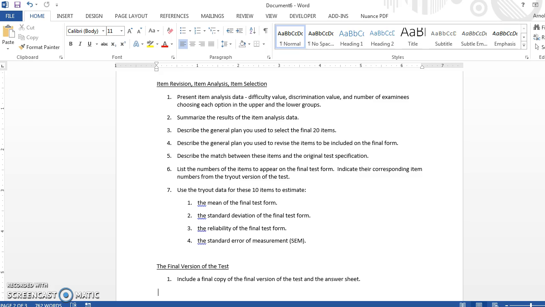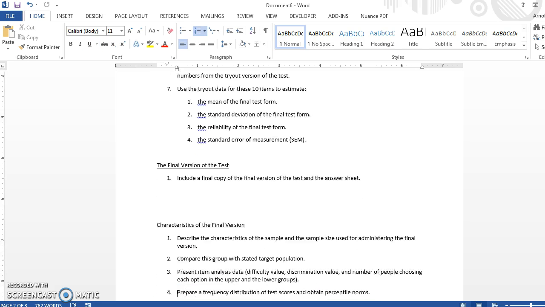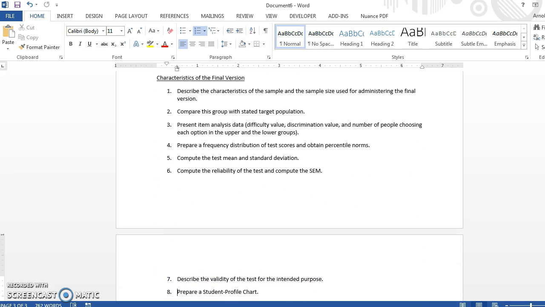The final version of the test. Include a final copy and a final version with the answer sheet. As you can see there, the characteristics. Describe the characteristics of the sample. There were 20 children, 12 males, 8 females, just different descriptive characteristics about the students who took your exam. Compare this group with the stated target population. Is it the same? Or did you give it to 7th graders and you really want to give this to 6th graders?